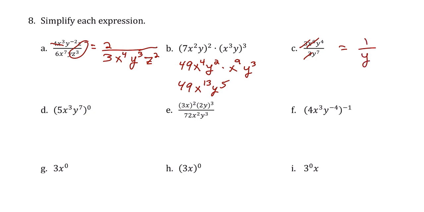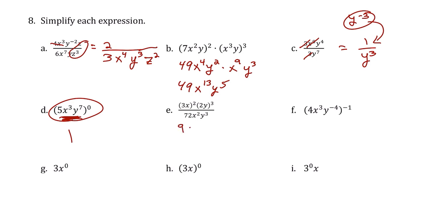When we subtract 4 minus 7, we get y to the negative 3. So if you want, you can first think of it as y to the negative 3 in the numerator, but then we're going to simplify it to 1 over y to the positive 3. Okay, D is going to be the quickest problem you have today. Anything to the 0 power is just 1. All right, let's look at the next one.